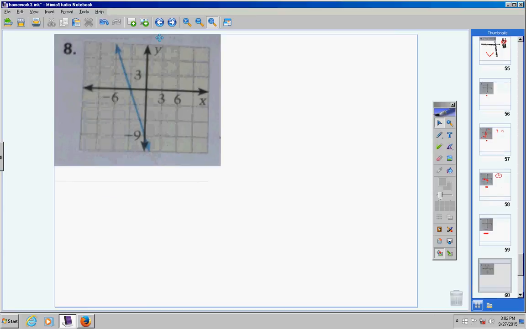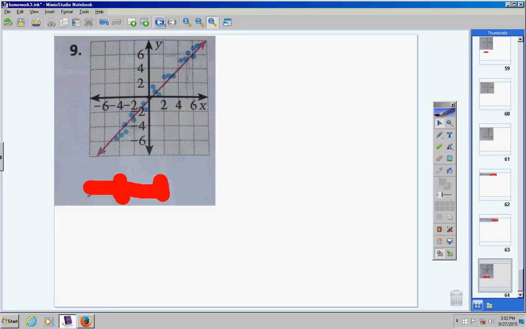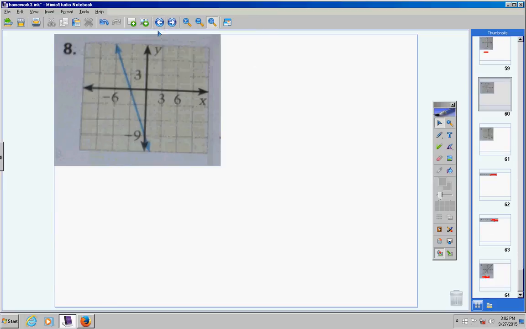Okay, moving on now to page number 90. We're going to look at numbers 8 and 10 and 12 and 14. So here we go. Now for numbers 8 and 10, the directions say to write the equation of the line. Well, students, can I just tell you something? Anytime you're able to find the y-intercept, do so. Okay, it makes writing a linear equation so easy.